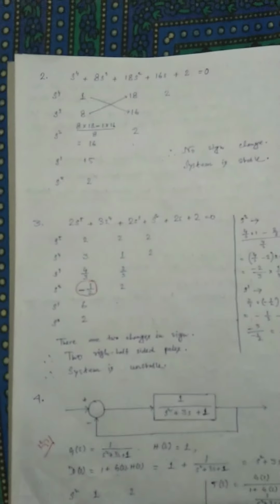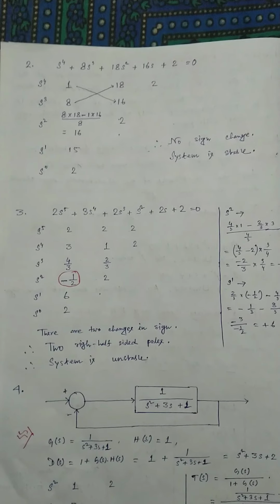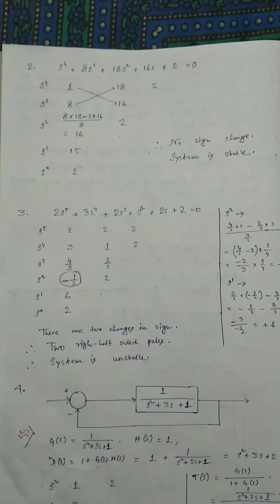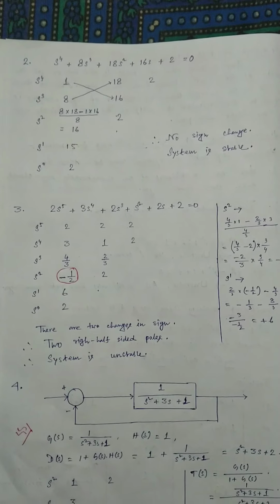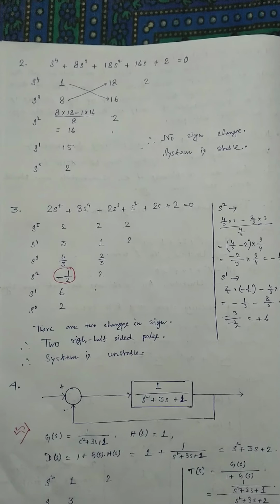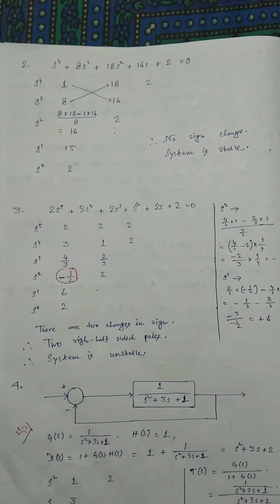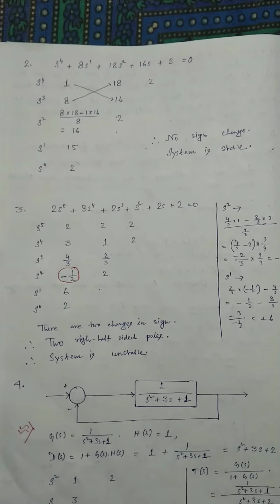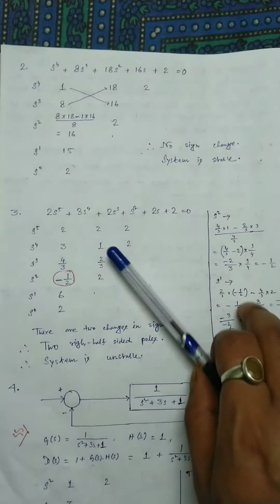There is another example, and we can see that the system is unstable and has two right half plane poles for this characteristic equation or for this system. You can calculate it yourselves.